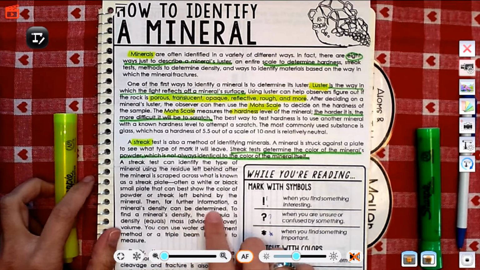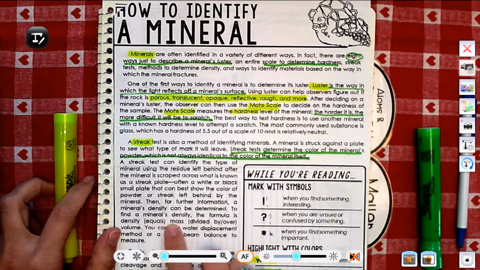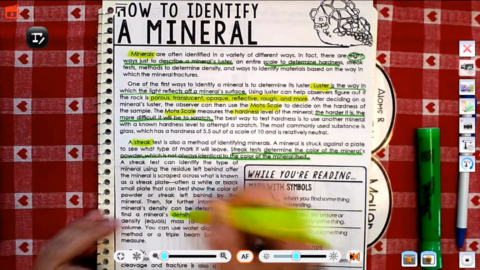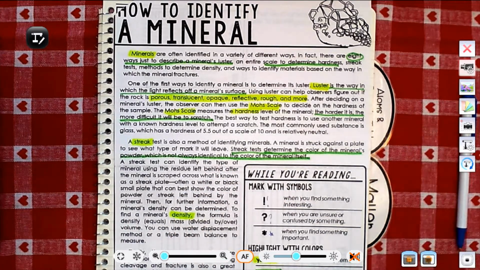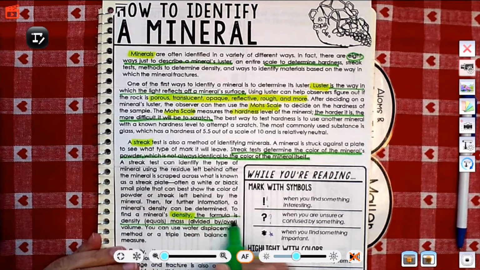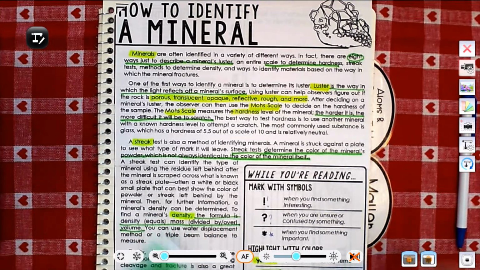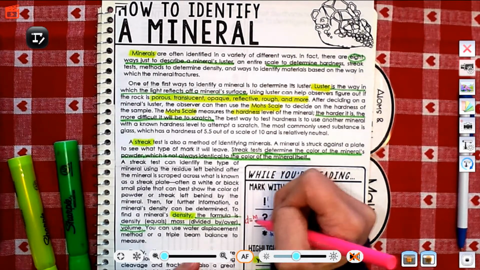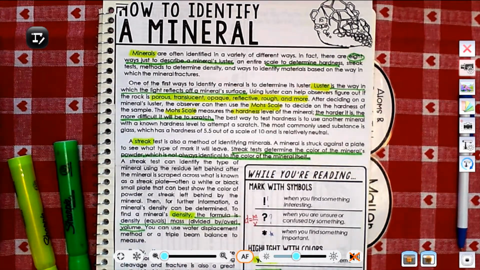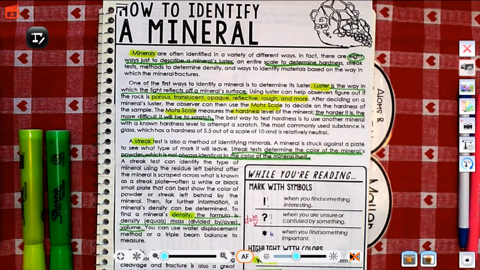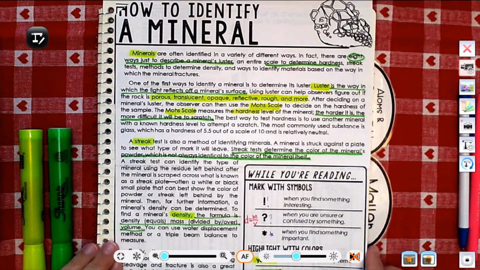Then for further information, a mineral's density can be determined. To find a mineral's density, so we've got density, the formula is density equals mass divided by volume. So I want you to write that next to there. Density equals mass divided by volume. You can also use water displacement and a triple beam balance to measure those. So we'll see those on our gizmo.